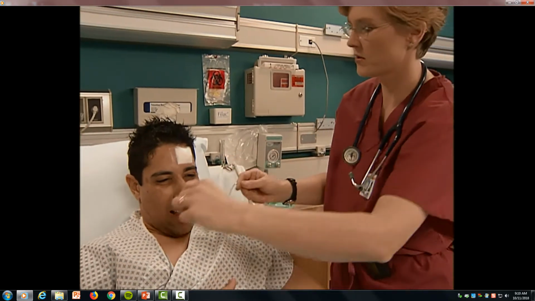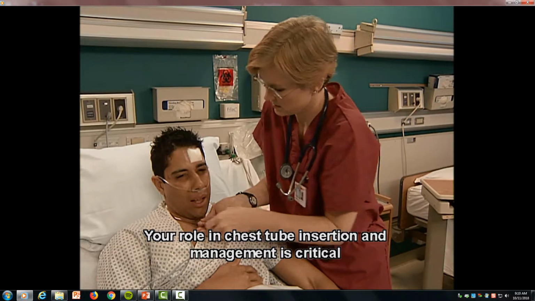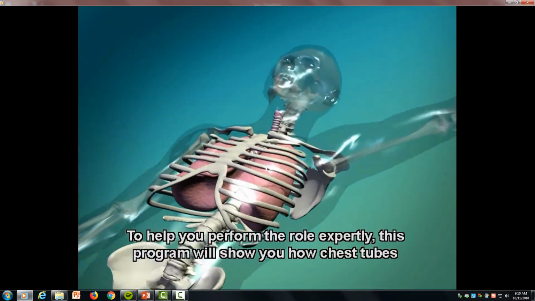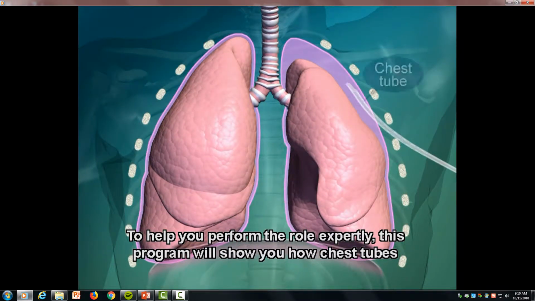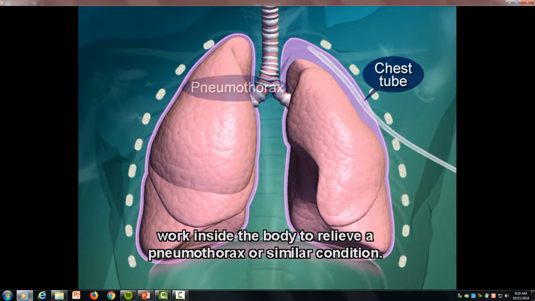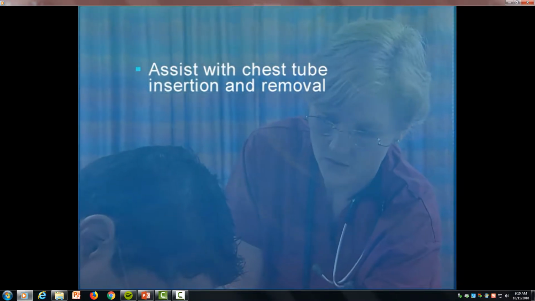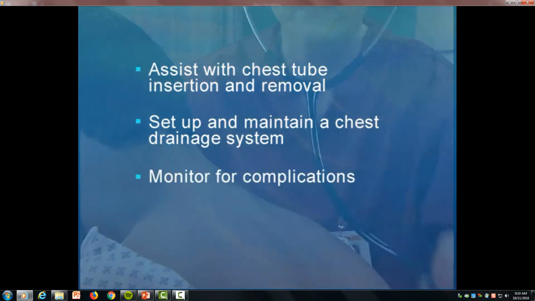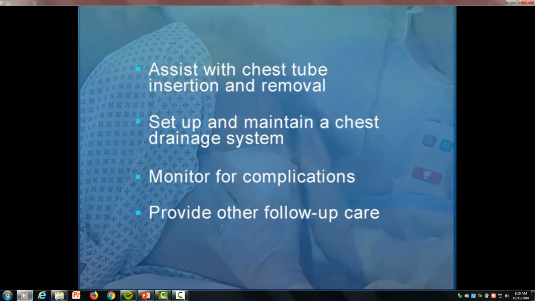Mr. Smith, I'm just going to give you a little bit of oxygen. Your role in chest tube insertion and management is critical because your patient's life depends on your skills. To help you perform the role expertly, this program will show you how chest tubes work inside the body to relieve a pneumothorax or similar condition. You'll also learn how to assist with chest tube insertion and removal, set up and maintain a chest drainage system, monitor for complications, and provide other follow-up care.